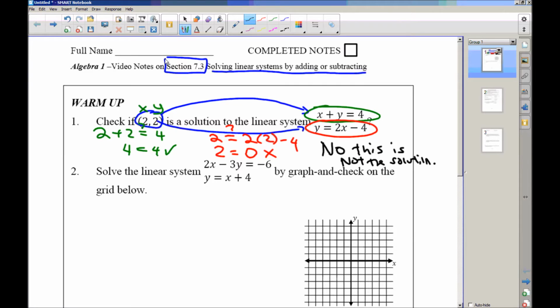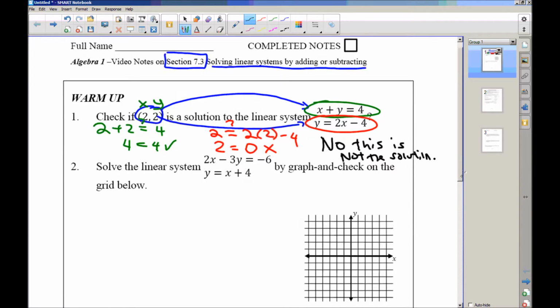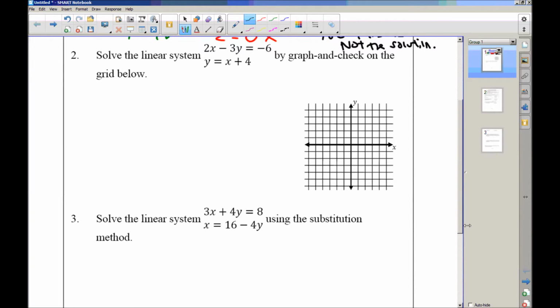All right, number 2, solve this system by the graph and check method. So the graph and check method, remember we want to graph each line. So I'll graph the first one in blue. 2x minus 3y equals negative 6. For this problem, I'm going to use the x and y intercepts because it's in standard form.